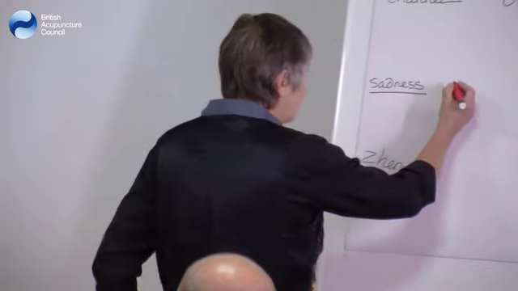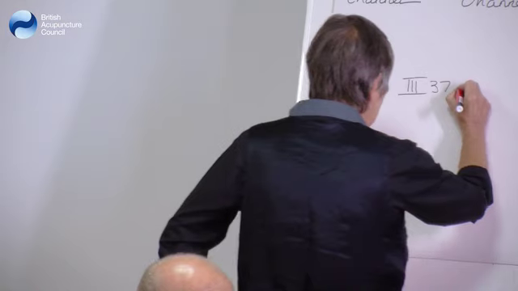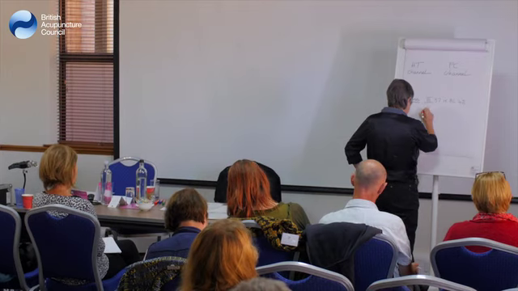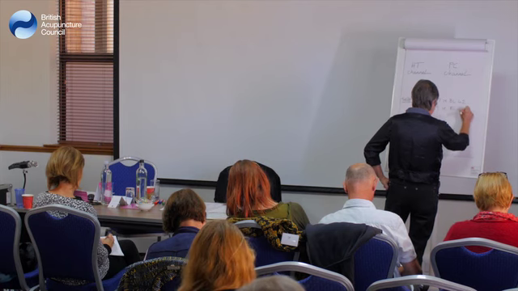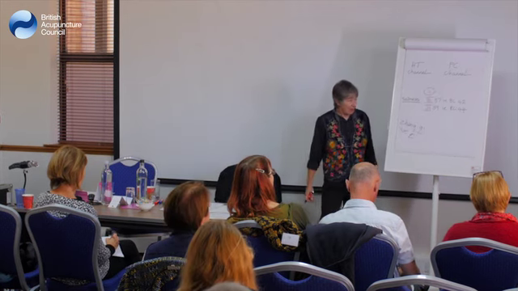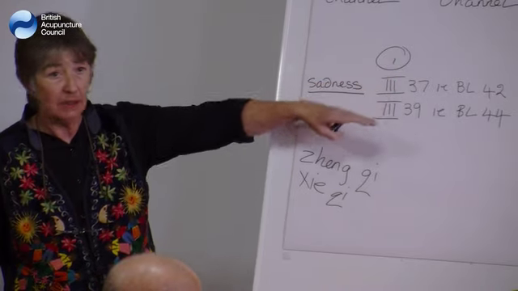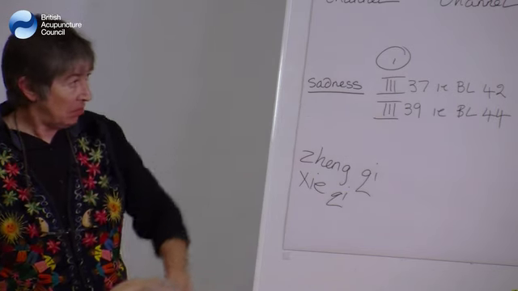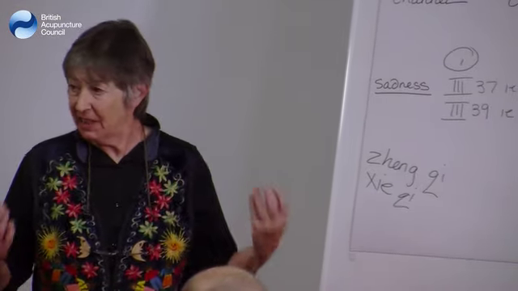So, this is where 337, i.e. bladder 42, 339, i.e. bladder 44. Outer bladder line point level with the shu of the lung. Outer bladder line point level with the shu of the heart. Good starting place. Start activating.